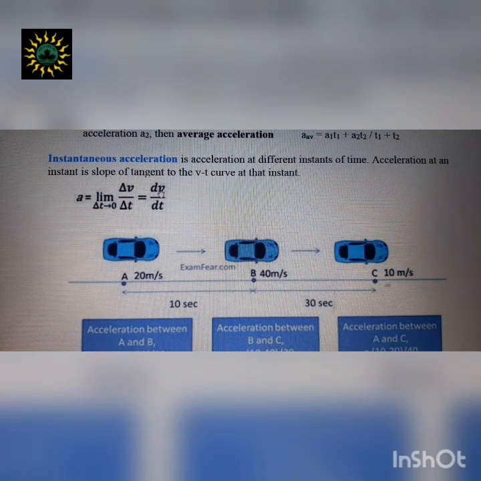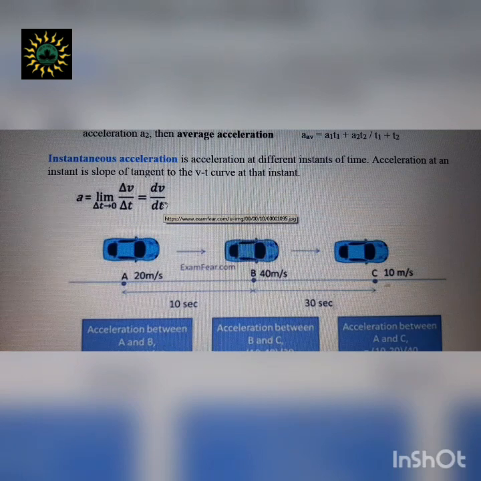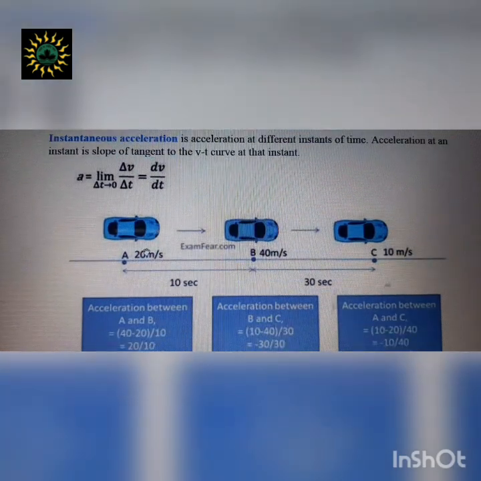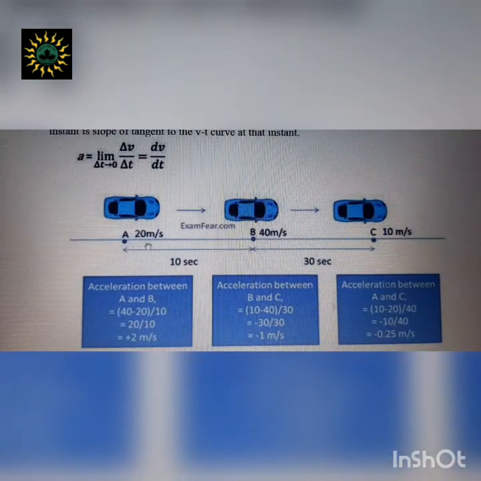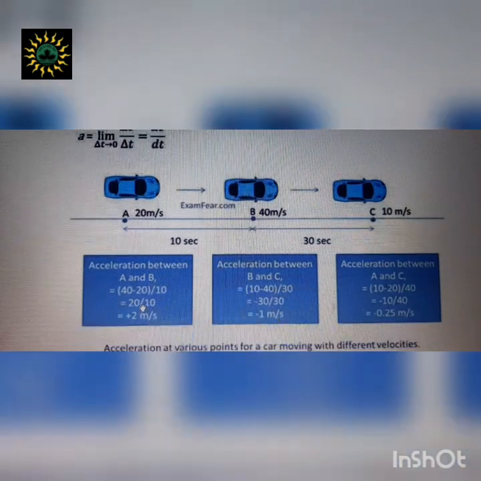Okay, so when you are asked the instantaneous velocity or instantaneous acceleration, that is the velocity or acceleration at a particular instant of time, then you can write dv by dt for acceleration, and in case of velocity you can write ds by dt. Now a car is moving from point A to point B. Suppose at point A its velocity is 20 meter per second and at point B 40 meter per second, and the time interval is 10 seconds, so acceleration will be 40 minus 20 by 10, that will be plus 2 meter per second squared.